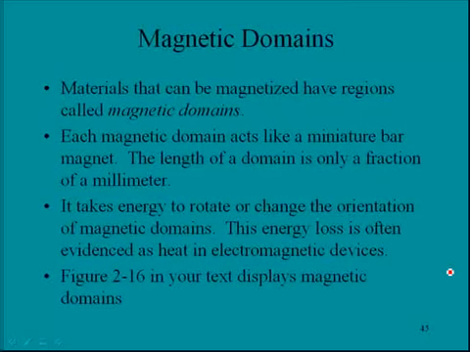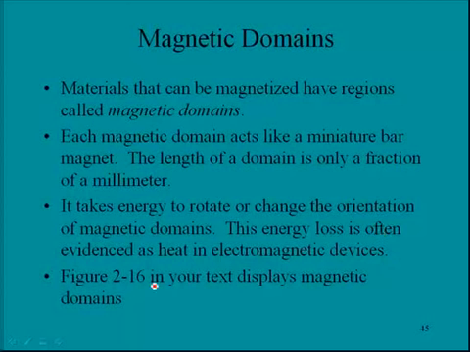Magnetic domains. Materials that can be magnetized have regions called magnetic domains. Each magnetic domain acts like a miniature bar magnet. The length of a domain is only a fraction of a millimeter. They are very, very small. It takes energy to rotate or change the orientation of magnetic domains. This energy loss is often evidenced as heat in electromagnetic devices.